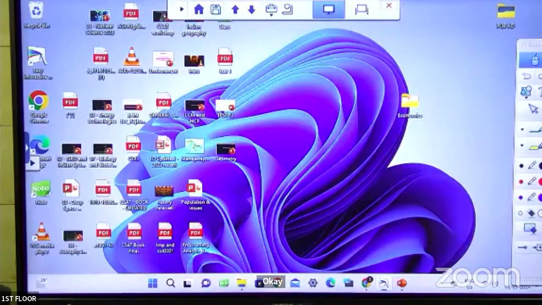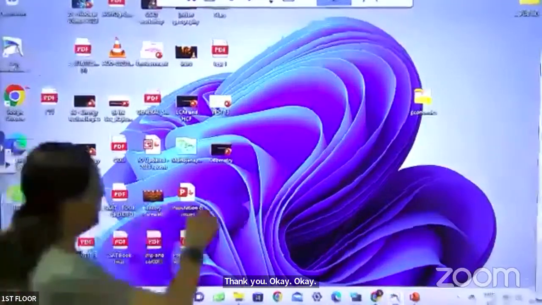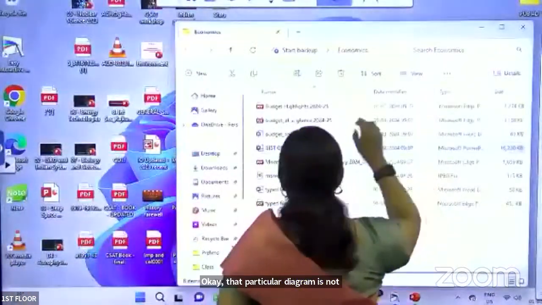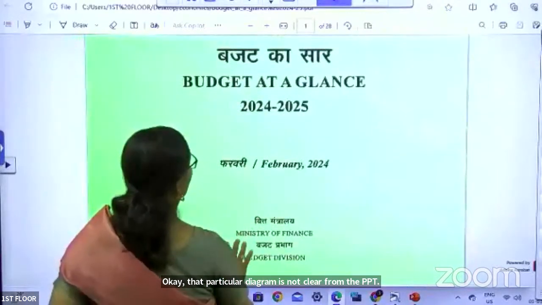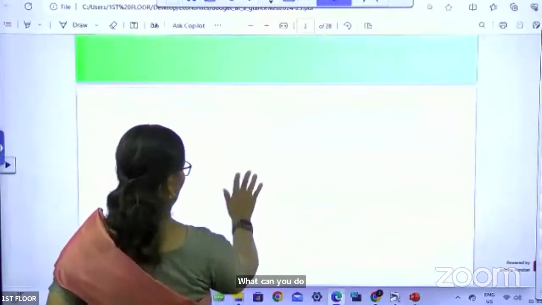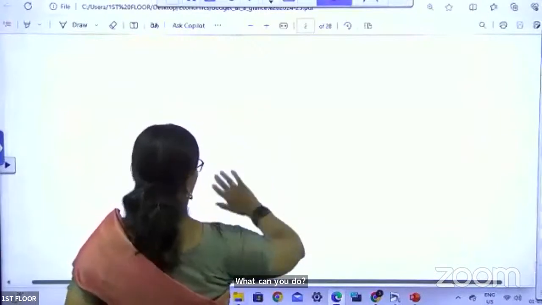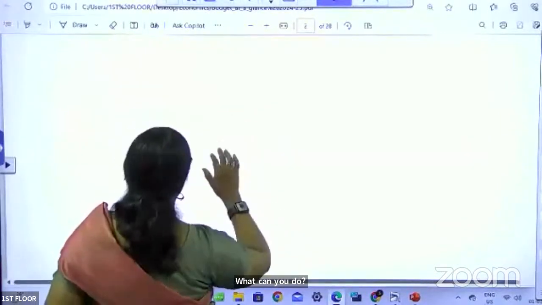Okay, that particular diagram is not clear from the PPT. What I'll do is I'll make use of the PDF to show the diagram so that we don't waste time.